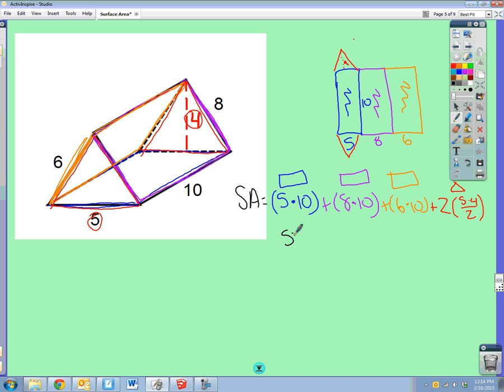5 times 10 is 50. 8 times 10 is 80. 6 times 10 is 60. 5 times 4 divided by 2 is 10. Times 2 is 20. Now there is one shortcut that we could look at here.